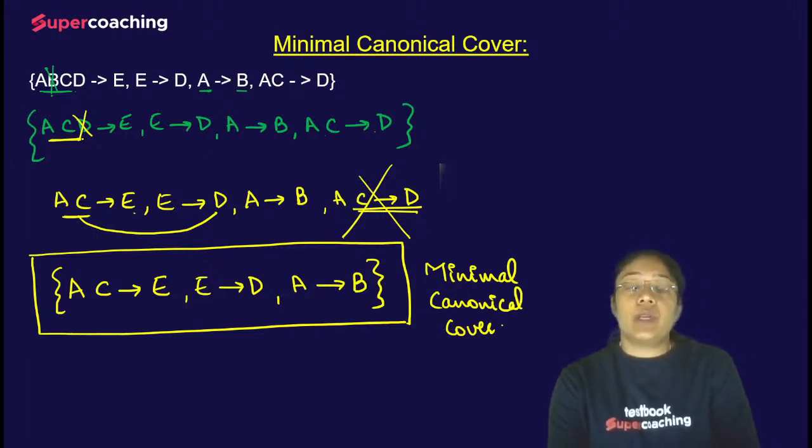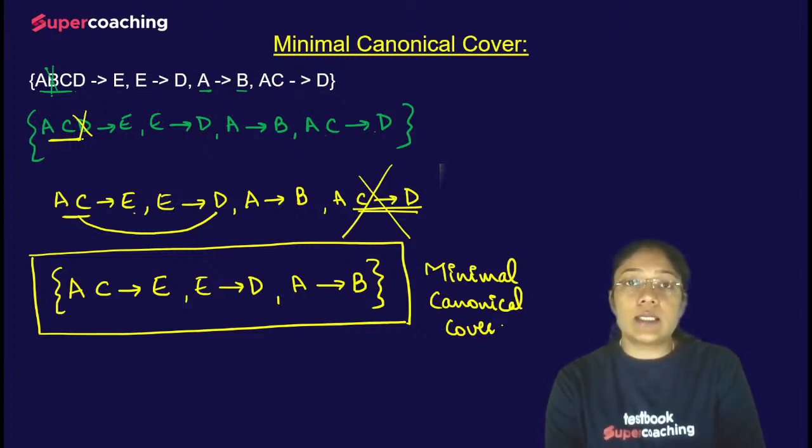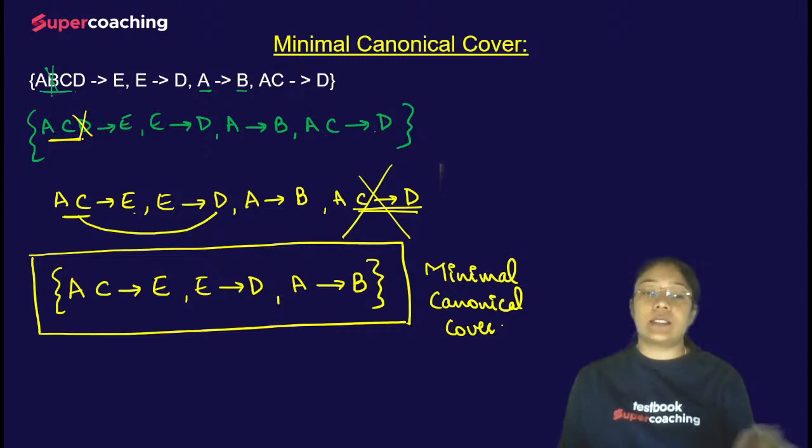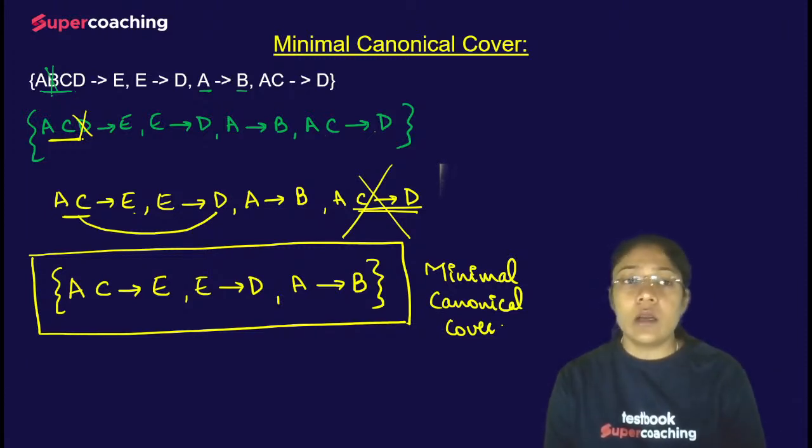If you want to verify your answer, I have discussed how you can do that. So consider the given functional dependency set as one set and the other one, the minimal canonical cover that you found, as the second set, and check whether both are equivalent. If both the functional dependency sets are equivalent, this means that you have got the minimal cover right.